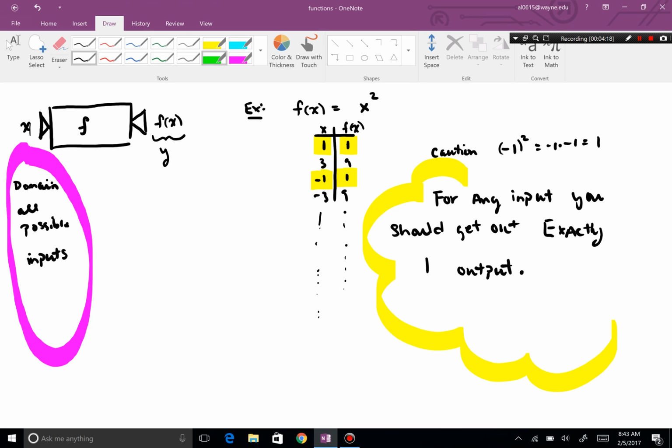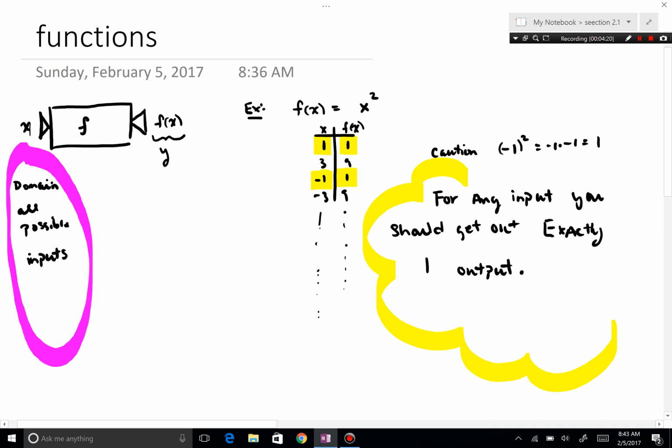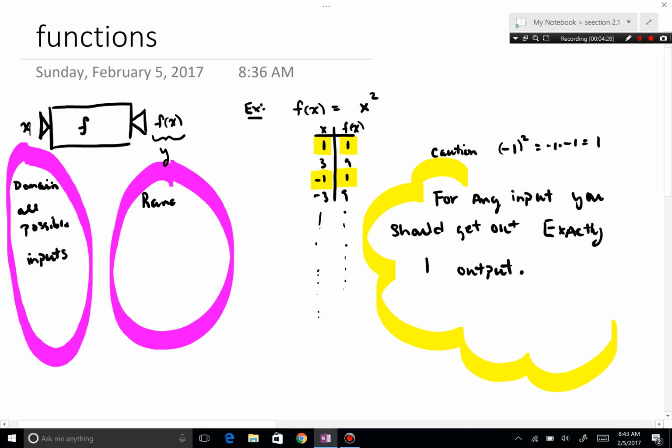Now, some of you may have already seen this before. We call this the, if you got it, say it. Yes, it is the range. The range is a lot like the domain in the sense that the domain is all possible inputs, and the range is all the things you can possibly get out. So all possible outputs.